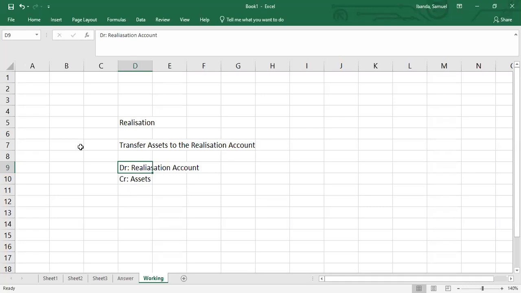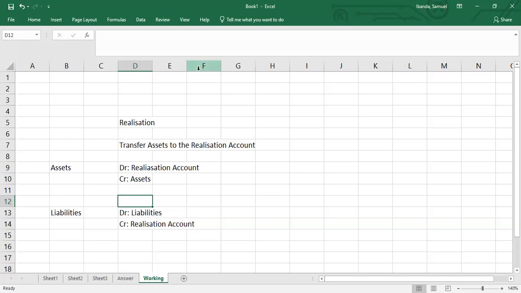Okay. So if these are assets, okay, if it's liabilities, it is the other way around. So for liabilities means that we shall actually debit our liabilities, okay, and then we shall credit the realization account. That is what we shall basically do.